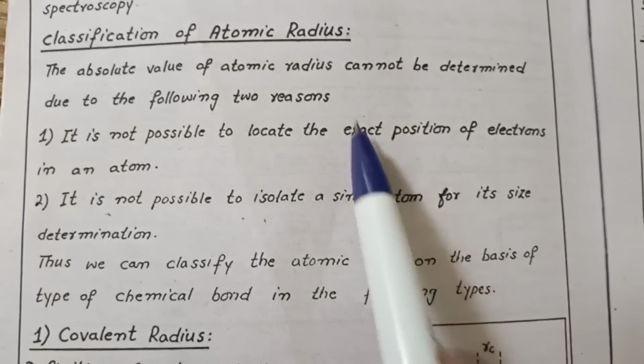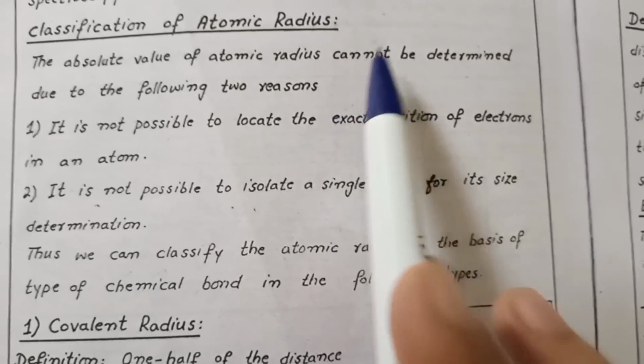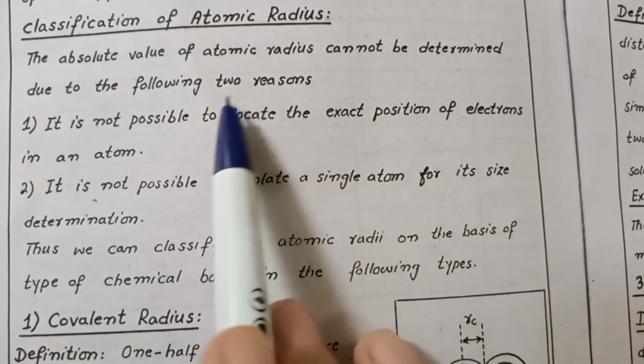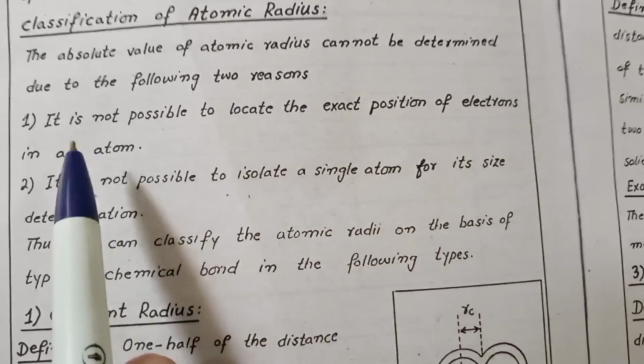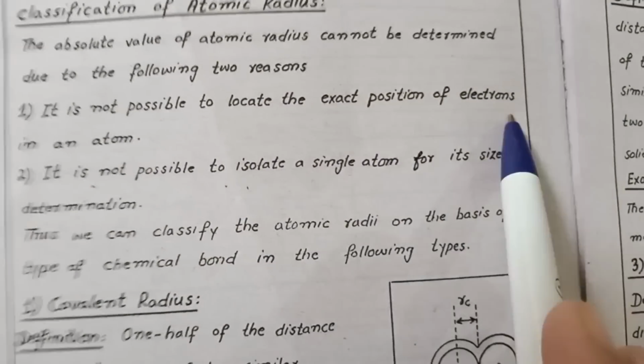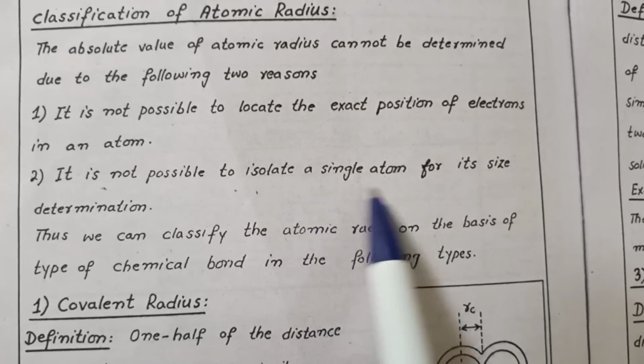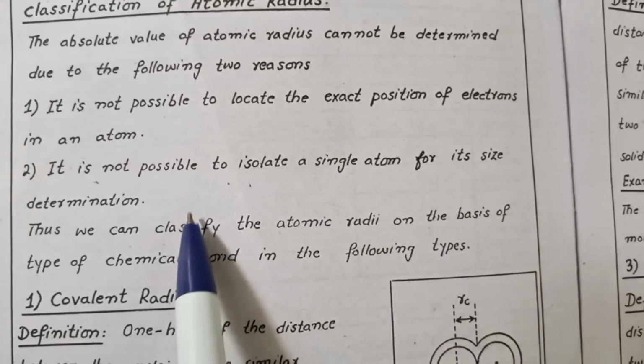Now let's see the classification of atomic radii. The absolute value of the atomic radii cannot be determined due to the following two reasons. Number one, it is not possible to locate the exact position of the electrons in an atom, and number two, it is not possible to isolate a single atom for its size determination.